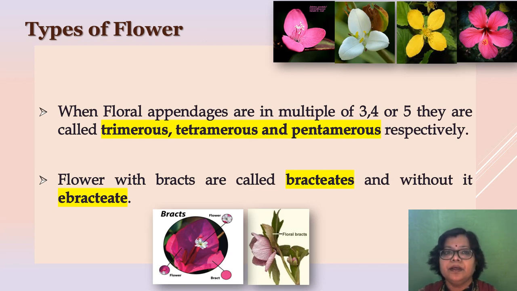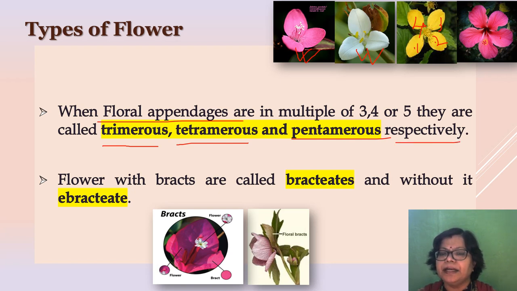Flowers can be divided into different types on the basis of the floral appendages. If the floral appendages are 3 or a multiple of 3, then they are called trimerous flowers. If the floral appendages are 4, 1, 2, 3, 4, or a multiple of 4, then it is called a tetramerous flower. Can you give one example of a tetramerous flower? Mustard. Pentamerous flower, that is, the floral appendages are 5, 1, 2, 3, 4, 5, or a multiple of 5. China rose is a pentamerous flower.